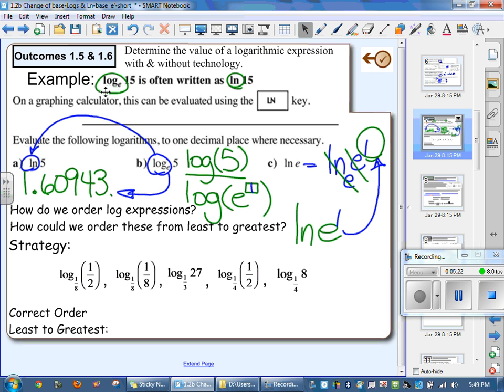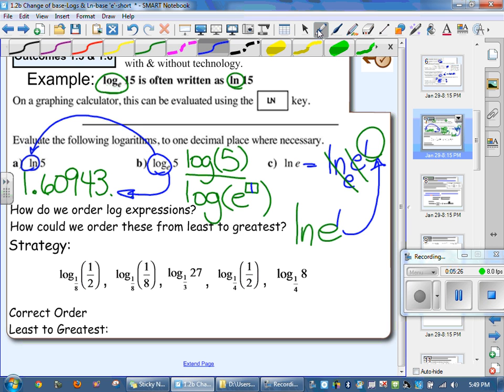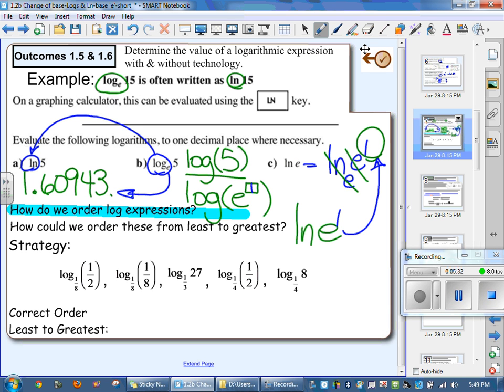It's asking us, how do we order log expressions? So if I want to order them and put them from least to greatest or greatest to least, whichever it's telling us, we can use a strategy. We can do change of base, and we need to solve them and put them in decimal form, so that we know where they are on the number line so that we can put them left to right.